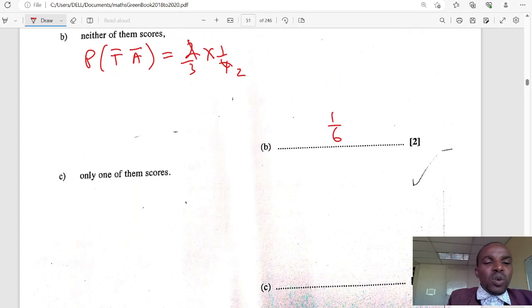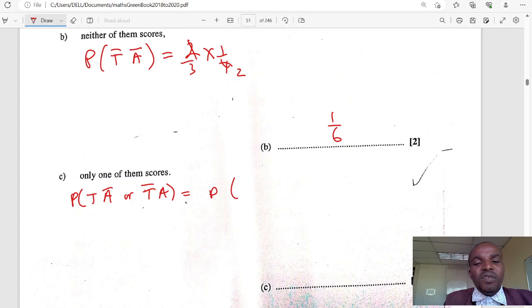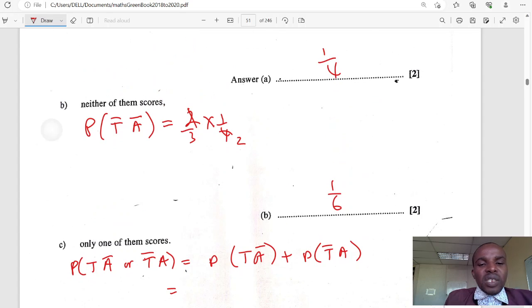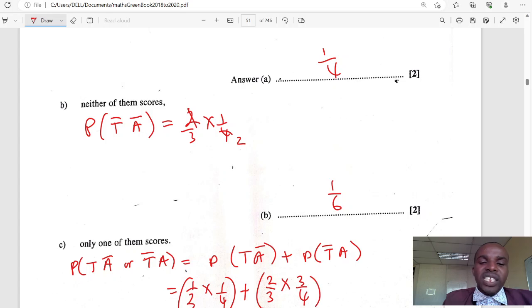Next, only one of them scores. It's either Temba will score and Alan will not score, or Temba will not score and Alan will score. So it will be the probability of Temba will score and Alan will not score, plus the probability of Temba will not score but Alan will score. So it equals Temba will score is 1/3 times Alan will not score is 1/4, plus Temba will not score is 2/3 times Alan will score is 3/4.